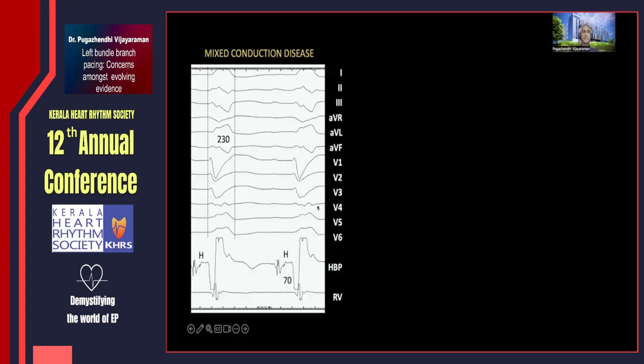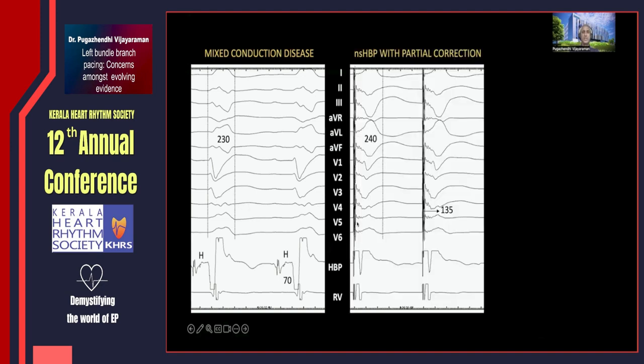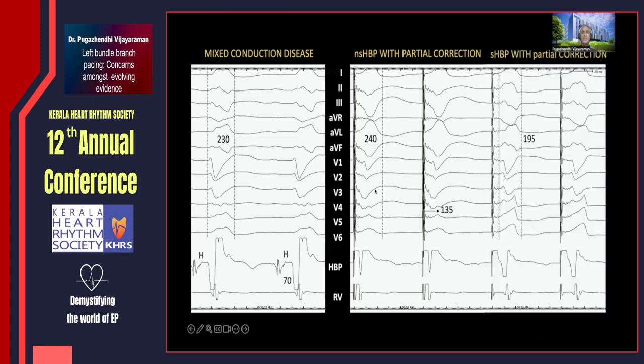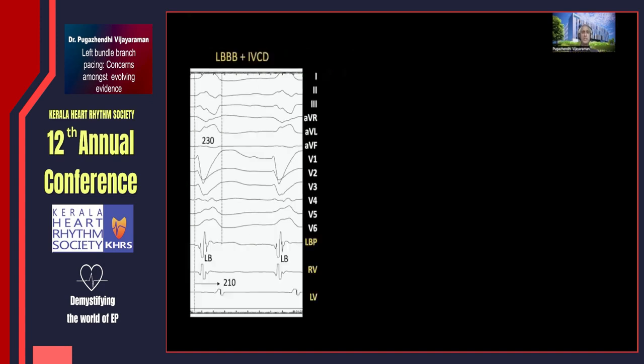Here's another patient with mixed conduction disease. You have a QRS duration of 230 milliseconds. His bundle pacing: here is non-selective His bundle pacing, and then selective His bundle pacing. There is partial correction, peak activation time is shortened, and then here you have selective capture with minimal changes in QRS morphology. So it's a fairly wide QRS, so this patient has mixed conduction disease.